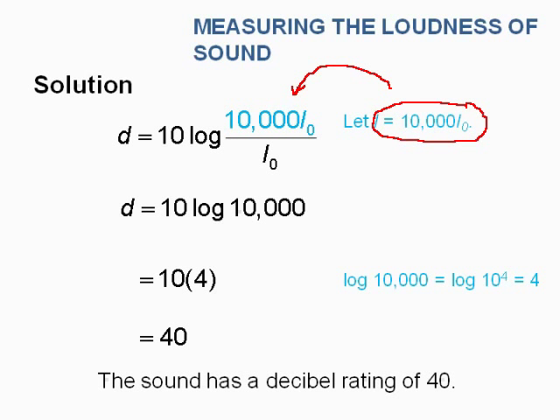And what happens here, when you plug that 10,000 I-O in for I, then the I-O's cancel out, and you're left with 10 times the log of 10,000. Now again, common log, that's base 10, your calculator's saying, hey, this number right here, 10 raised to what power, and we talked about this earlier, 10,000, so there is the number 4. And then 10 times 4, you have a decibel rating of 40.